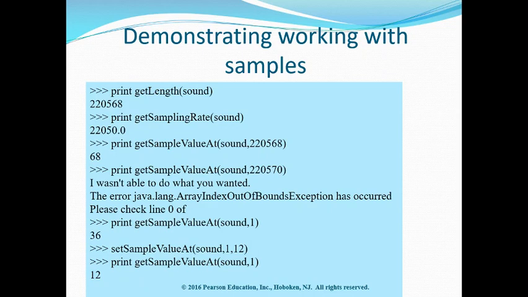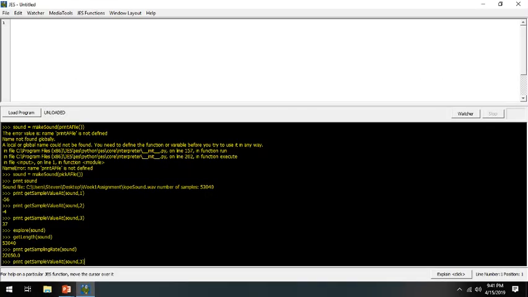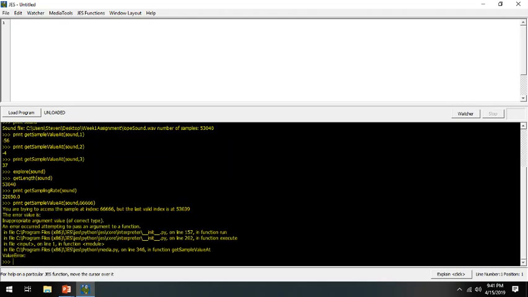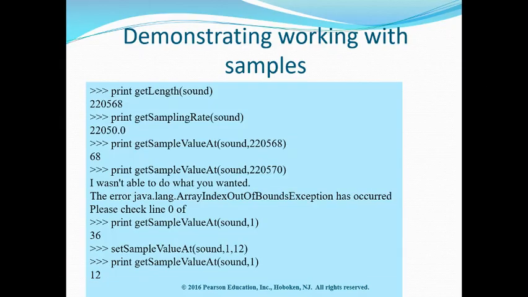But what happens if we do get sample value at an index that's too large? So let's try another example. Cool. So we got an error, right? You're trying to access the sample at index 66,666, but the last index is at 53,039, right? So there's an error that you guys might see. That's basically saying you're trying to access an index that doesn't exist, right? I only have 53,000 samples, and you're trying to access one at 66,000, which just does not exist.